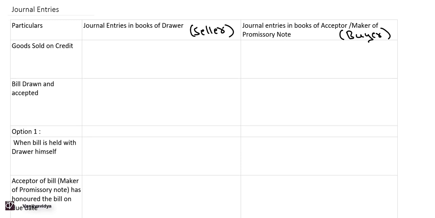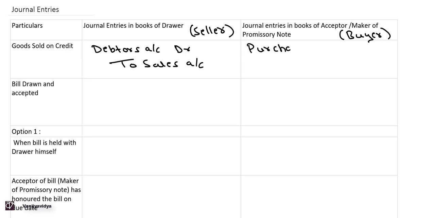Goods sold on credit. So goods sold on credit in the books of seller, the entry will be debtor's account debit to sales account. So in case of the buyer, the entry will be purchases account, debit to creditors account.